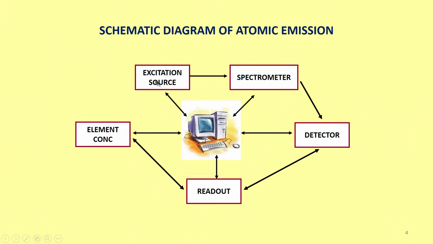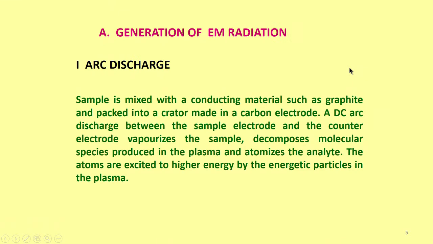Now we go into different parts of the spectrometer. The first one we are going to talk about is the excitation source. What are we going to talk about? How to generate plasma temperatures, high temperature where we can put the sample inside.